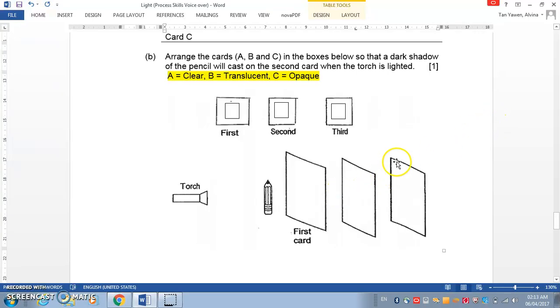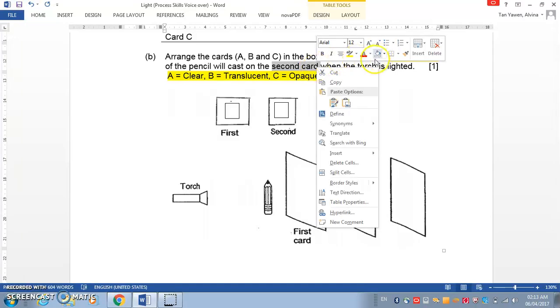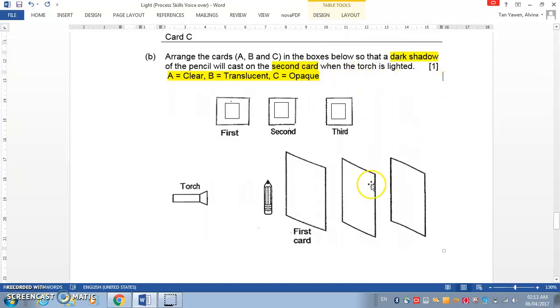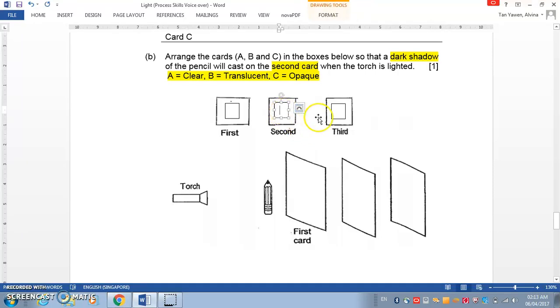Alright, so what happens is we want to cast a shadow in this diagram here. We want to cast a shadow such that the dark shadow of the pencil will be cast on the second card. So we only want the second card to have the shadow, and it should be the dark shadow. So because this is the second card, in order for a shadow to be cast here, this material has to be an opaque object like a screen.